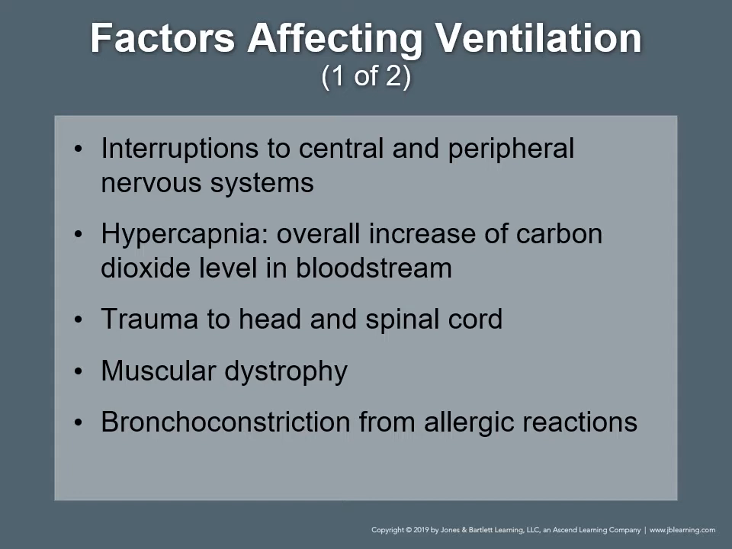Factors affecting ventilation. Maintaining a patent airway is critical. Many intrinsic and extrinsic factors cause airway obstruction. Interruptions to the central and peripheral nervous systems have a drastic effect on the ability to breathe efficiently. Hypercapnia is an overall increase of carbon dioxide levels in the bloodstream. Trauma to the head and spinal cord can also disrupt nervous control of ventilation. Muscular dystrophy causes degeneration of muscle fibers, slowing motor development and causing loss of muscle contractility. Patients with allergic reactions might also experience a decrease in pulmonary ventilation from bronchoconstriction.